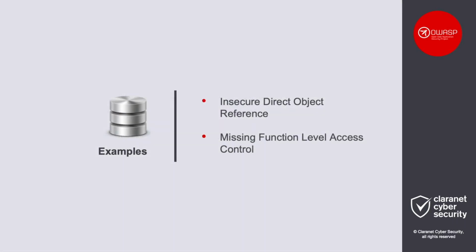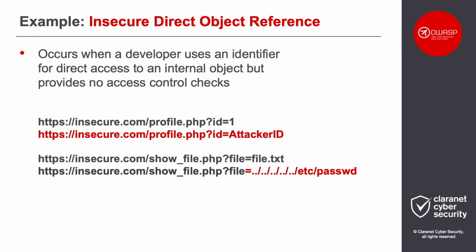Let's take a look at some examples of broken access control now. In this presentation, I will cover two types of broken access control: insecure direct object reference and missing access control. So what is insecure direct object reference? Well, this type of vulnerability occurs when developers use identifiers for direct access to internal objects or resources, but provide no access control checks. If we look at the first example of insecure direct object reference, the insecure site allows users to access their profile information in the URL by passing in a profile ID. Here, an attacker is able to supply the ID of another site user and gain access to their profile. In the second example, we can see that the insecure site allows the reading of arbitrary files. We can see that the attacker is able to request a file outside of the web root. Let's take a look at some examples of this now.